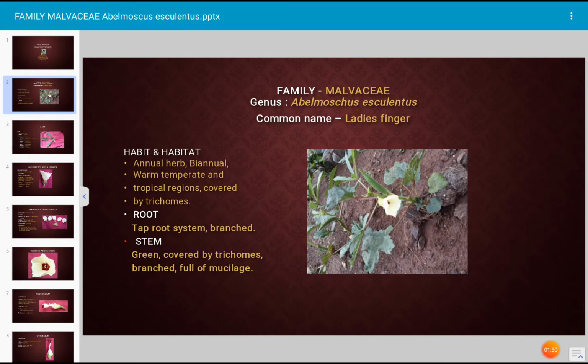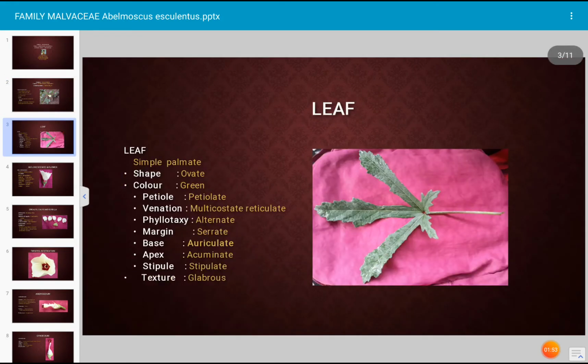Stem is green. Entire stem is covered with trichomes, and if you cut the leaf, a mucilaginous substance is there in the stem, leaf, in all flowers, fruit, in all parts. Okay. Presence of mucilage is the characteristic feature of Malvaceae family plants. Okay, next. This is the leaf of Abelmoschus esculentus.